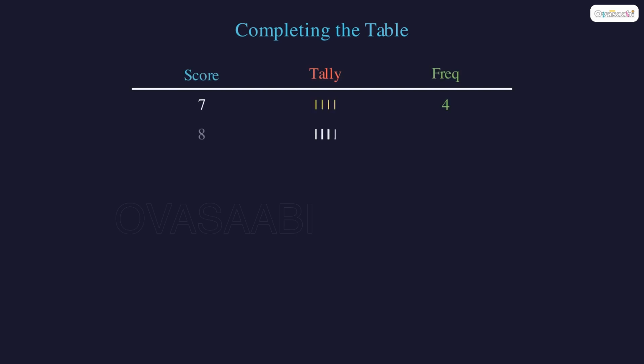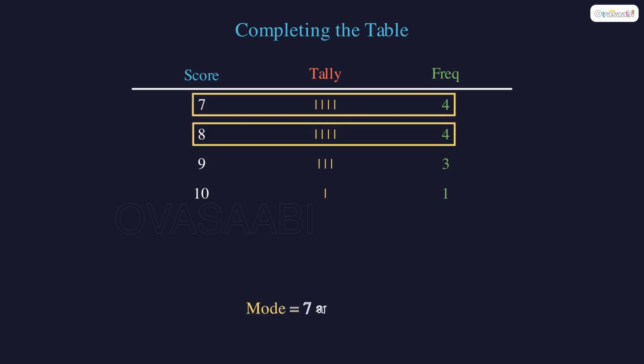Score 7, 4 students. Score 8, 4 students. Score 9, 3. Score 10, 1. 7 and 8 tie as the most frequent scores.